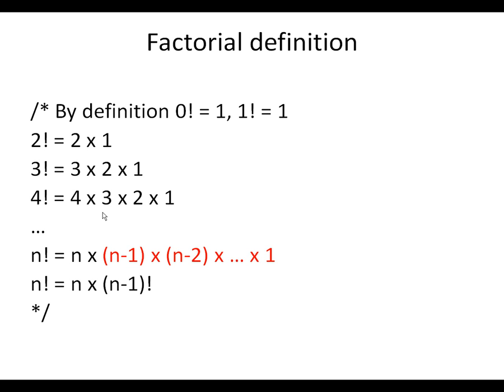Factorial of 2 is 2 times 1. Factorial of 3 is 3 times 2 times 1. Factorial of 4 is 4 times 3 times 2 times 1. Factorial of n is n times, if you notice in the red portion, n minus 1 times n minus 2 all the way to 1. This is the same thing as n minus 1 factorial. So you can define the factorial of any number by multiplying that number times 1 less than that number.